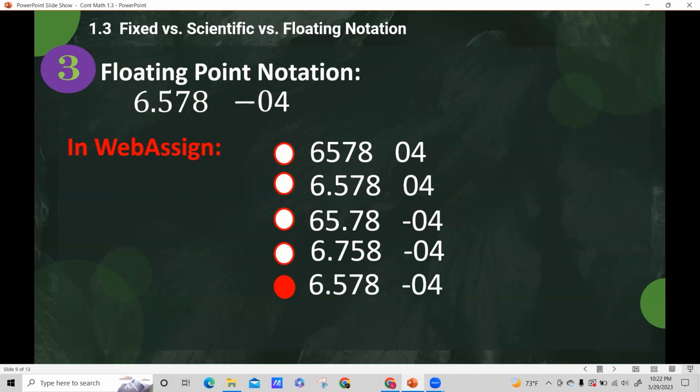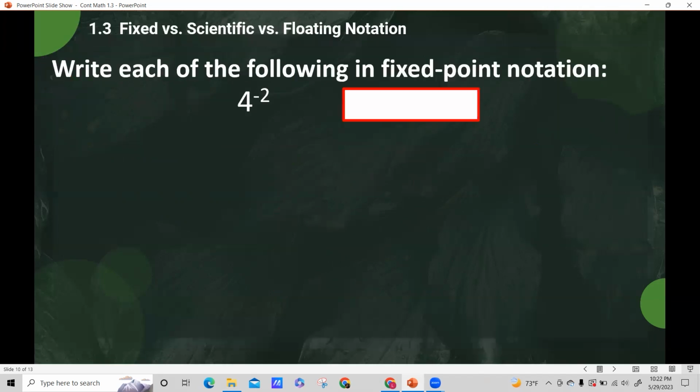Now, hopefully you're good with these. We're going to look at several examples where we're going to go backwards now. We're going to go from various formats back to fixed point notation. So let's take a look at 4 to the -2, and I want to go to fixed point notation. So 4 to the -2, fixed point notation.